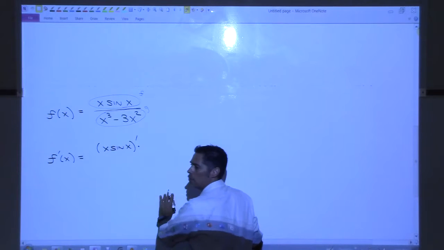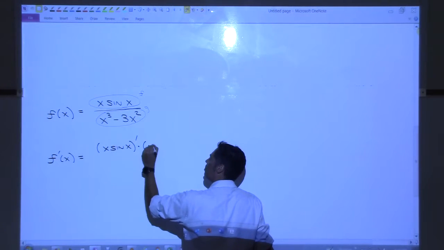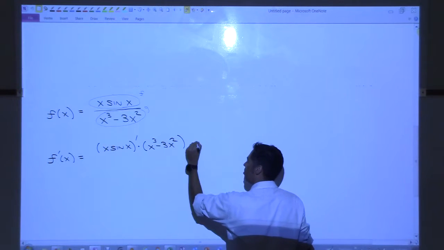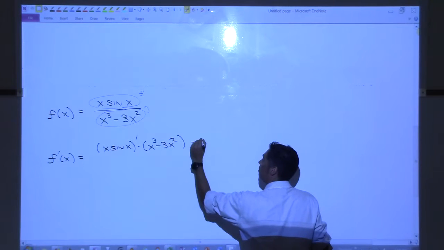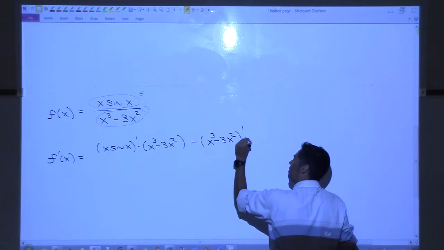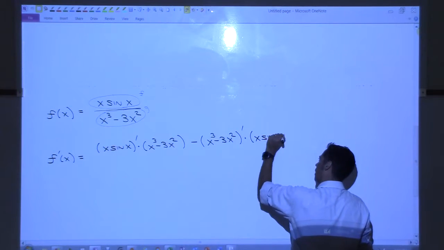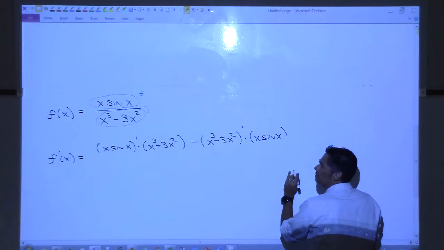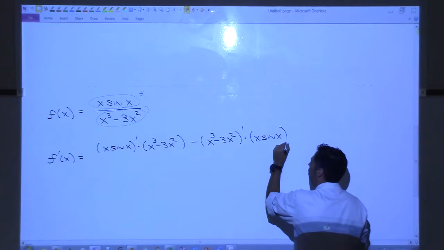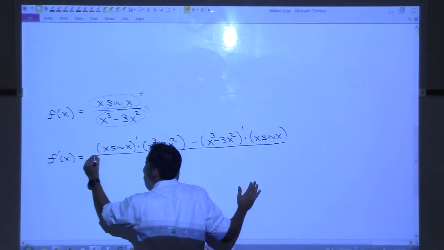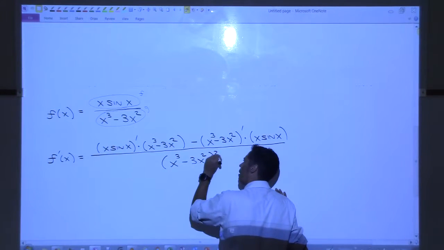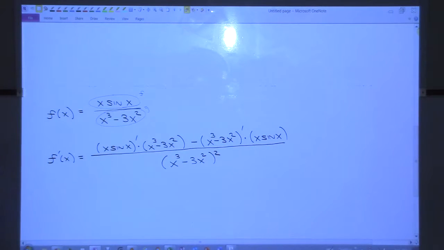Times G, which is going to be x cubed minus 3x squared. Then what? Minus G prime, so the derivative of this. And then times F with no derivative, right? Am I done, Arturo? It's the quotient one, so there's one more thing we have to do. All of it over G squared. Okay, does everyone agree with that setup right there?